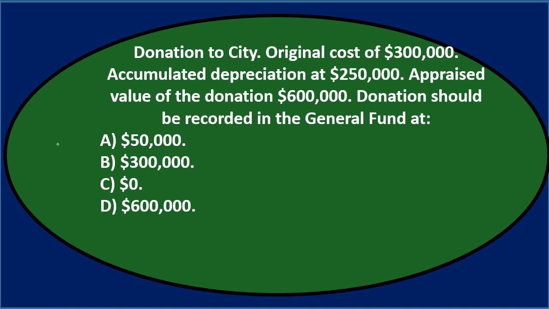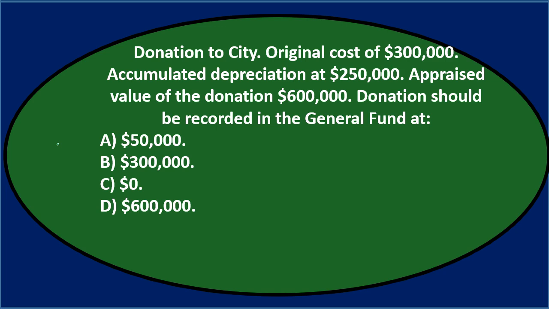Next question. Donation to the city. Original cost $300,000. Accumulated depreciation $250,000. Appraised value of the donation $600,000. Donation should be recorded in the general fund at $50,000, $300,000, $0, or $600,000. So now we're thinking about fund accounting.